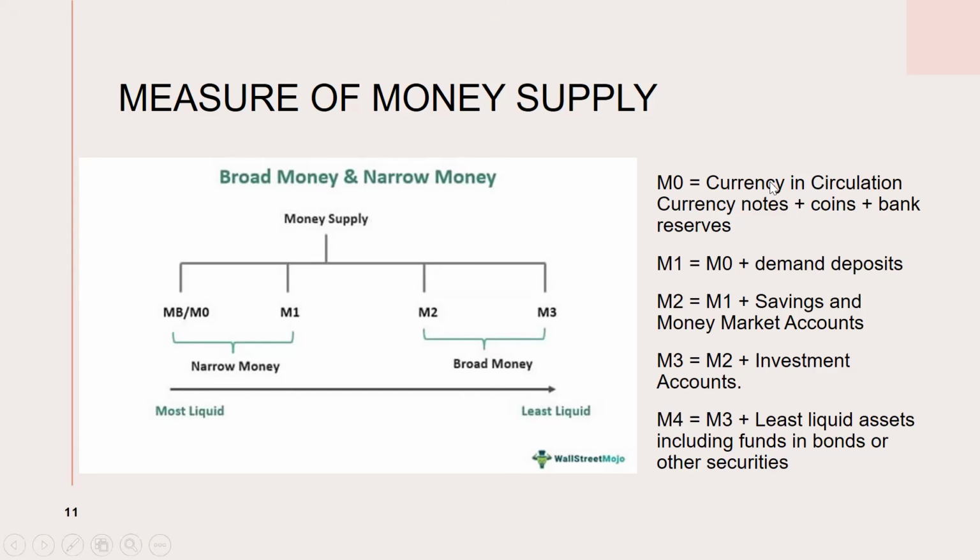M1 refers to everything that's in M0, as well as demand deposit accounts. Any savings account or deposit account that you could want to access your money immediately would be considered a demand deposit account. So I could go and put my money in the bank, and at any point in time I could get access to that money. That will be M1.